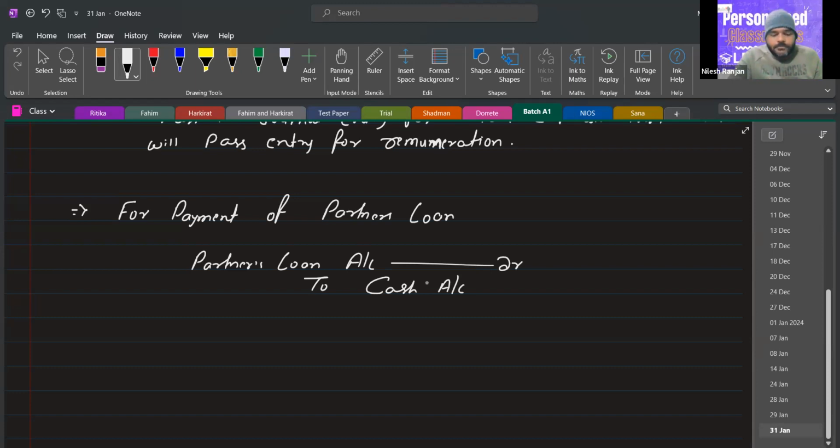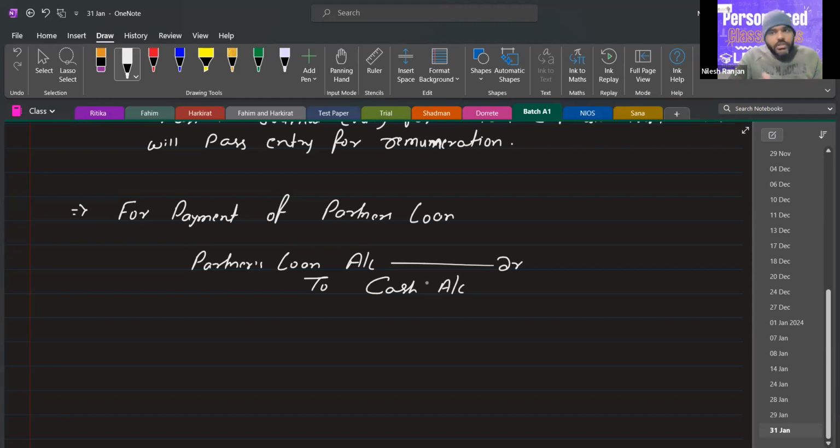Sir, can you repeat the situation again? Yes. You are in a partnership business, and one of the partners has given a loan of rupees 1 lakh to the firm. Now, the firm is repaying the amount to that partner, and it is paying 1 lakh 10,000 in return. So is it profit or loss for the firm? Sir, it's loss.